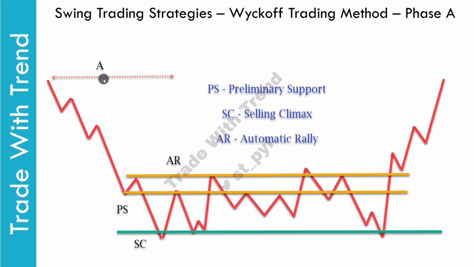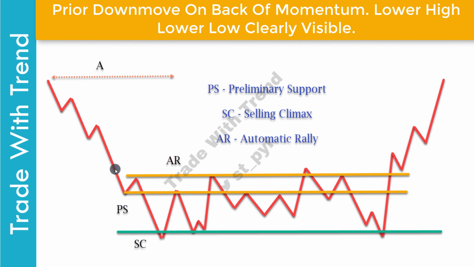So the first phase that we will begin with is phase A. The main characteristics of phase A are as follows. A prior down move exists in the market. This is on the back of strong momentum. The structure of lower highs and lower lows is clearly visible without any regions of consolidation.